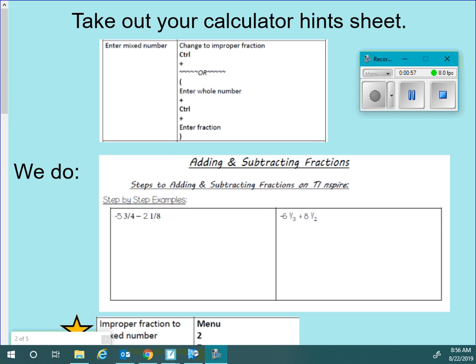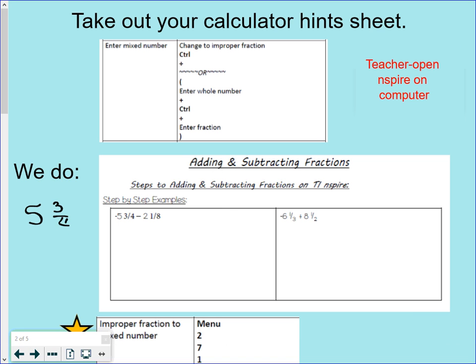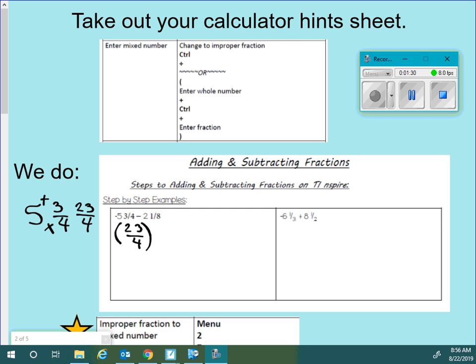All right, so how can we change 5 3/4 to an improper fraction? Do you remember? Good. 5 times 4 is? Good. Plus 3 is? So 23/4, we keep our denominator. So we're going to put 23/4, and notice I'm putting that in parentheses. Negative 23/4. Yes, it is negative. Sorry, put the negative with the 23.